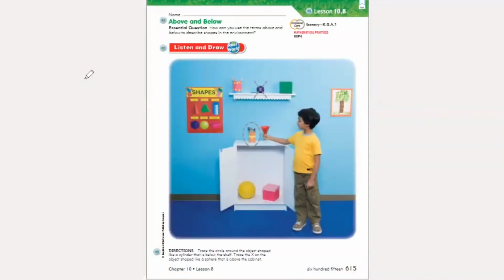Here we are looking at above and below. We are supposed to draw a circle around the cylinder that is below the shelf. So here's the shelf. Below, where's the cylinder? Here it is. Next, we're supposed to put an X on the sphere that is above the cabinet. So here's the cabinet. We're looking above the cabinet. Here's the sphere. Let's put our X.